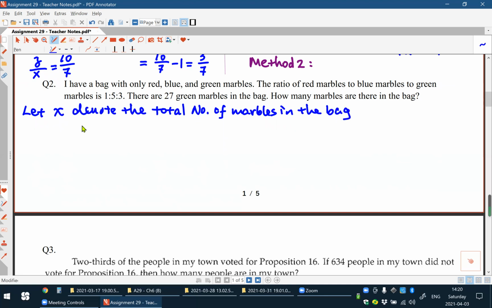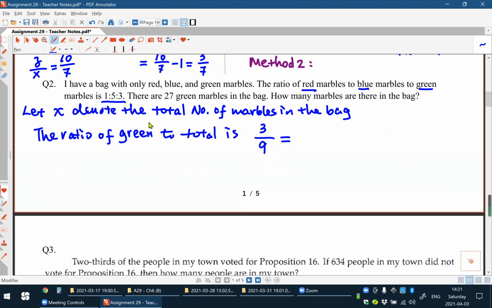Okay, and we know the ratios, the ratio of green marbles to the total number of marbles. Okay, red, blue, green. Ratios here, right? So the green to total should be 3 to how many units are there in total? 1 plus 5 plus 3, which is 9, right? So the greens are 3 units and the total is 9 units. So the ratio of green to total is 3/9, right?